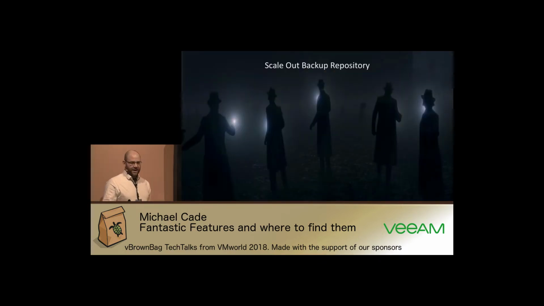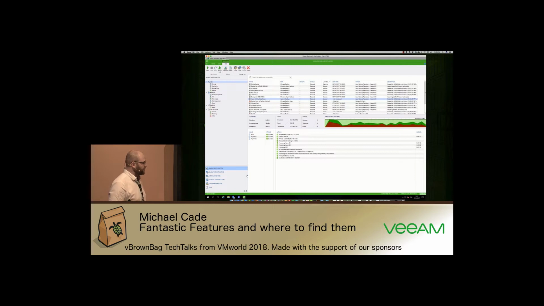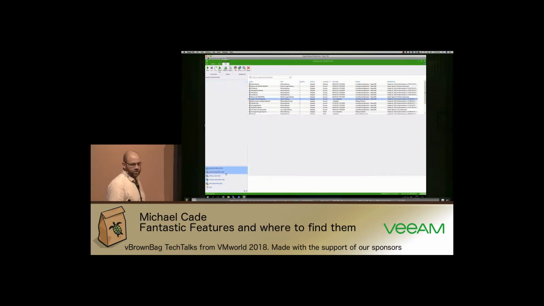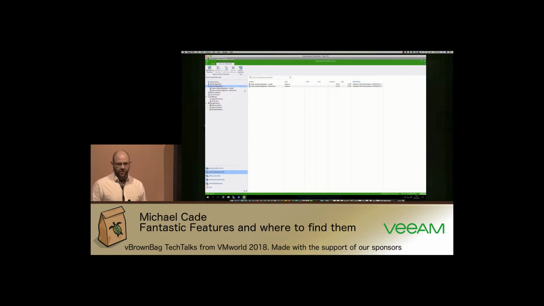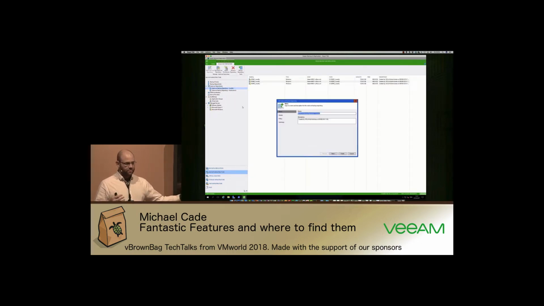So the first one is Scaleout Backup Repository. Do any of you use Scaleout Backup Repositories? Okay, so we won't need to go into too much detail about what that is. Scaleout Backup Repository is software-defined backup storage. It allows us to take different disk types, different LUNs, disks, volumes, pull them together as one large extent, and then send our backup files to it.